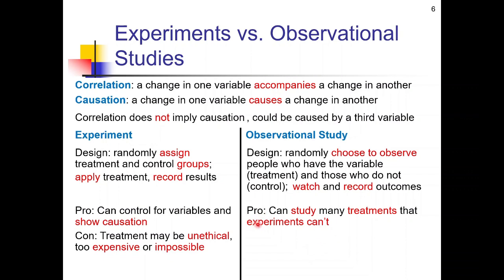There is a con, though. You do lose something for this increased flexibility with your observational studies, and that is because since you have less control, you're usually only able to show correlation, not causation. You don't have enough control to really rule out those other hidden variables. So we pick experiments when we can, but when we can't, we settle for an observational study.